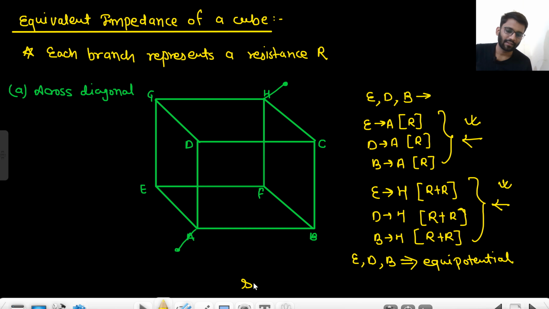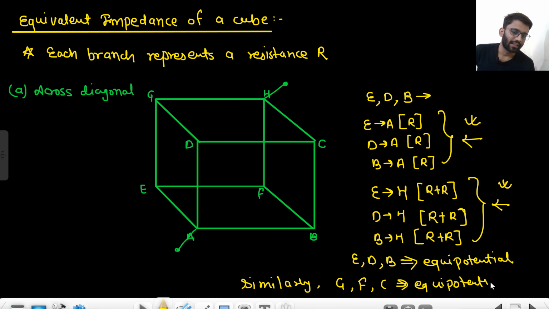Now similarly, what are the points directly connected to H? G, F and C. So similarly, G, F and C are equipotential. You can check as well. G will go to H by this path, F will go to H by this path, and C will go to H by this path. Now G will go to A, this path, R. F will go to A, this path, R. And C will go to A, this path, R. Equipotential, right? So these points are equipotential.